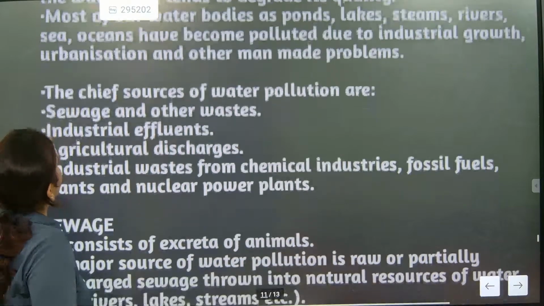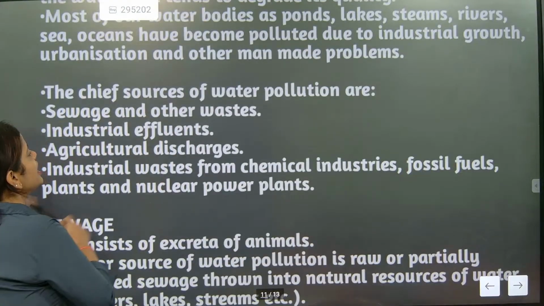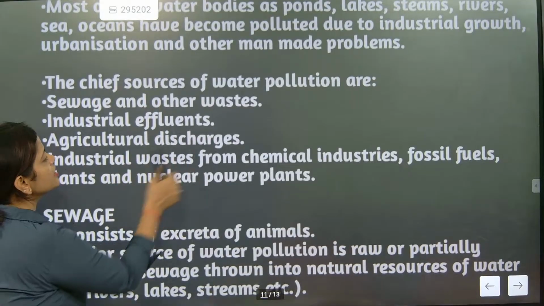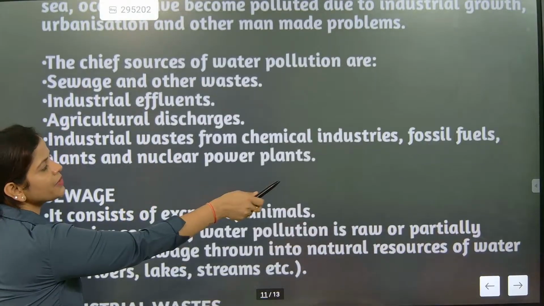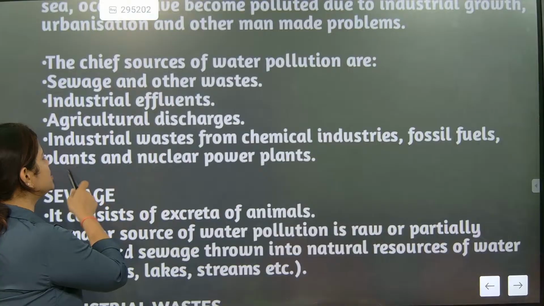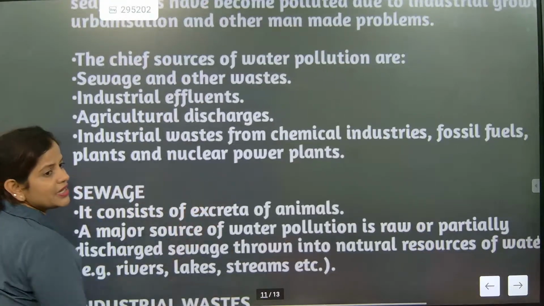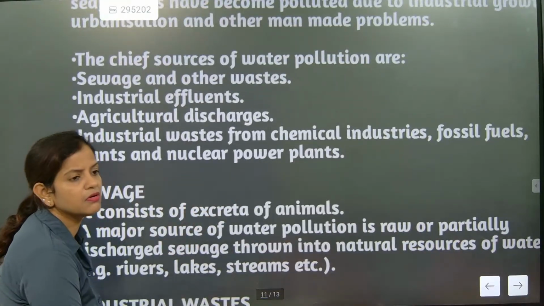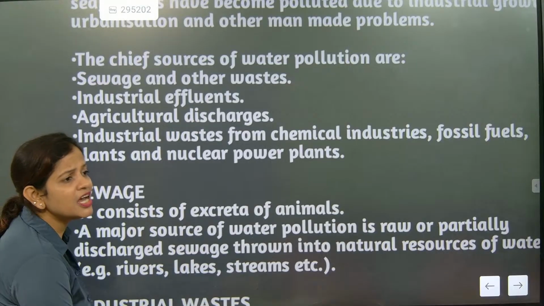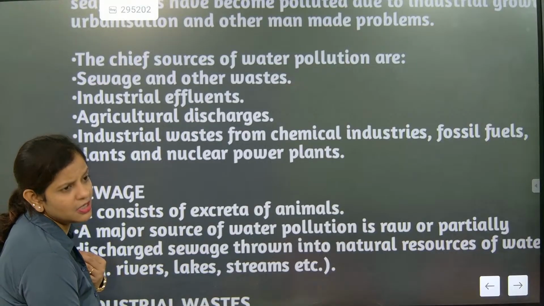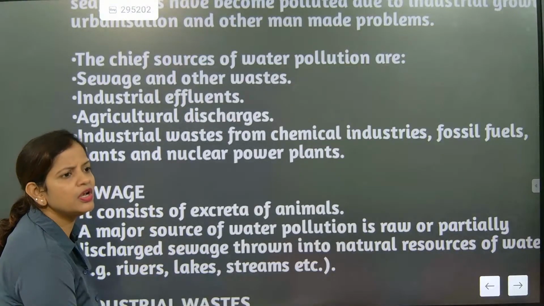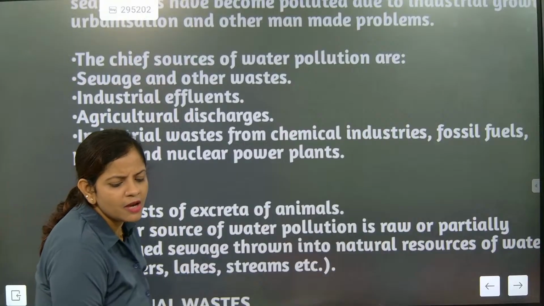Now look here. Now the chain sources: industrial effluents are there, agriculture discharges there, industrial waste from chemical industries, fossil fuel plants and nuclear power plants. Everything they are dumping where? Sea and water bodies. It is our personal property. Sea is our personal property. So only we are disposing everything. Is it good or bad?